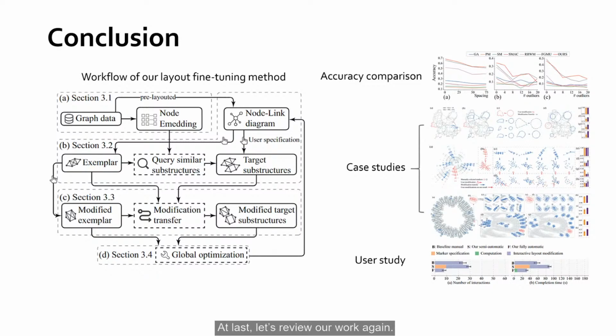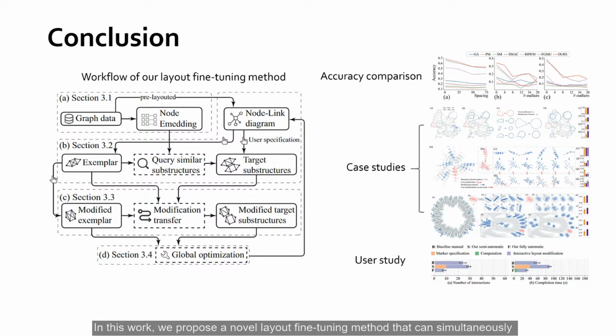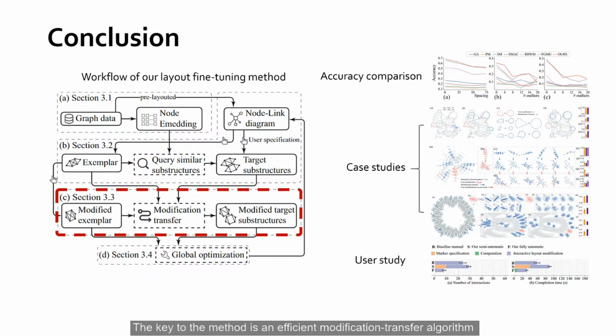At last, let's review our work again. In this work, we propose a novel layout fine-tuning method that can simultaneously adjust the layouts of multiple similar substructures according to user preferences. The key to the method is an efficient modification transfer algorithm that can transfer fine-tuned results of an exemplar substructure to other topologically similar substructures. Also, we conduct a set of quantitative and qualitative experiments that evaluate the efficiency of our approach.